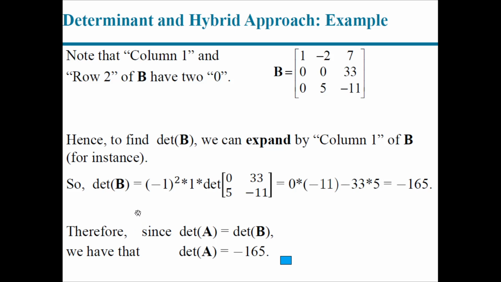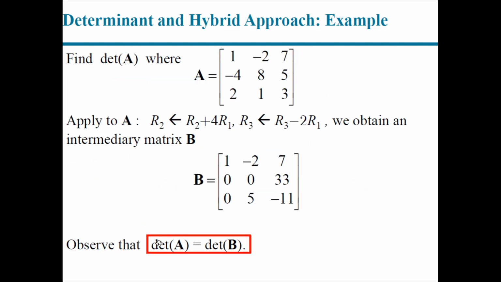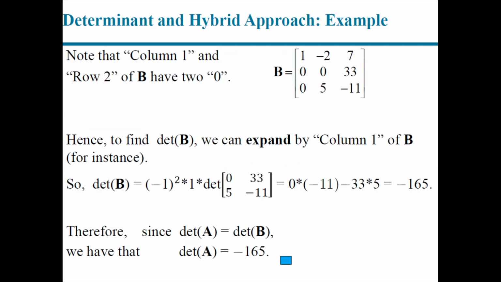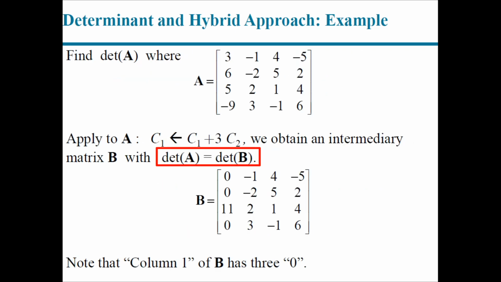Since I know that determinant of A and B are the same from this page, because I used only replacement operations, and I noted this, very important to keep track of what's going on with the determinants. Since determinant of A is equal to determinant B, and determinant B is -165, well, determinant A is also -165. So that's a quick way to compute.